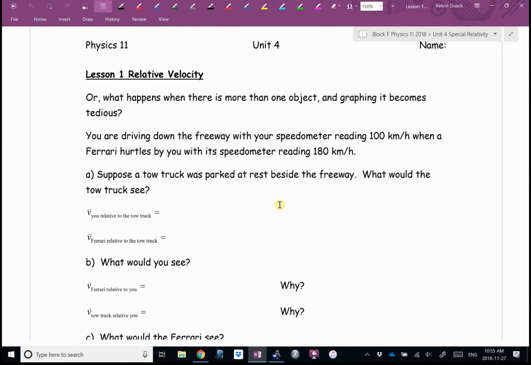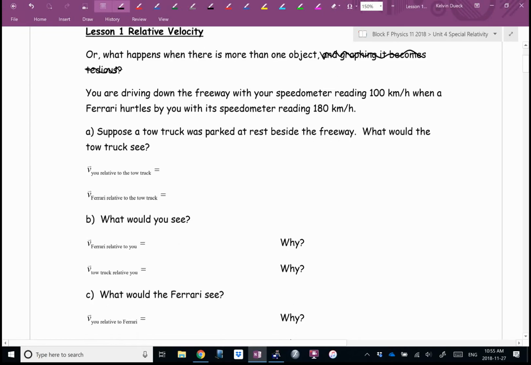Here's the point, though. If you cross out that last half of the sentence for me, please, you'll know you're doing relative velocity because there's two objects. If there's two objects, that's a job for relative velocity. So I'd like you to use your imagination. Suppose you're driving down the freeway. Your speedometer reads 100 kilometers per hour. A Ferrari hurtles by you with its speedometer reading 180 kilometers per hour.